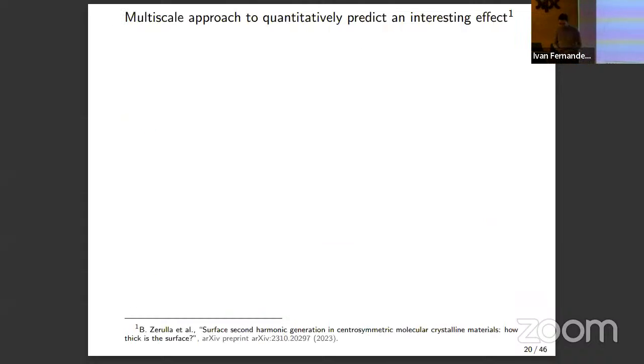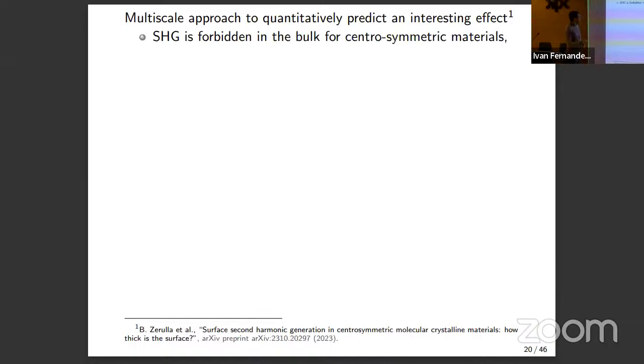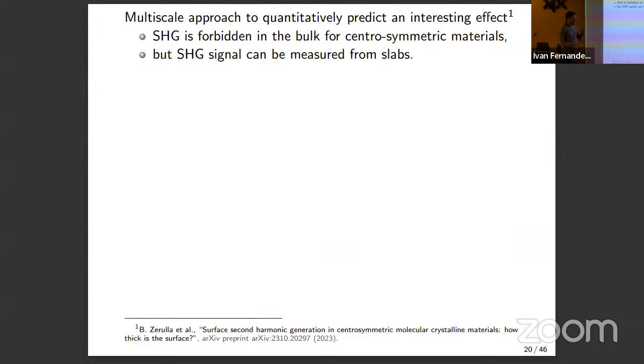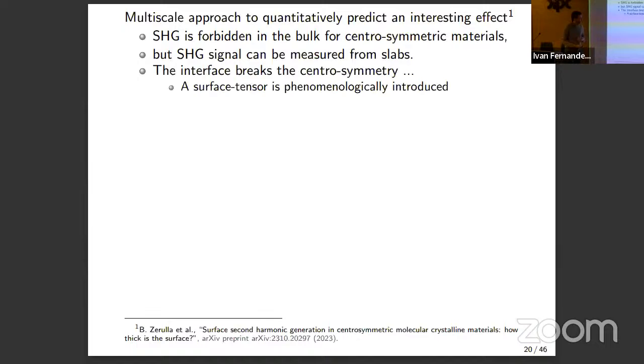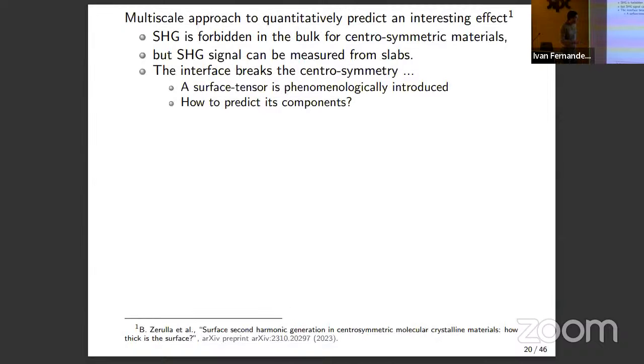Besides doing simulations, there was one thing that always tickled my curiosity in particular, which is the fact that SHG doesn't happen in center-symmetric materials in the electric dipole approximation. But you can measure it from slabs. And the typical explanation is that the interface breaks the center of symmetry. That is very understandable, of course. And theoretically, we put a surface tensor in by hand to do the simulations. However, how do you actually predict these components? There is not a clear way to do this. And people will do measurements and then fit some parameters.